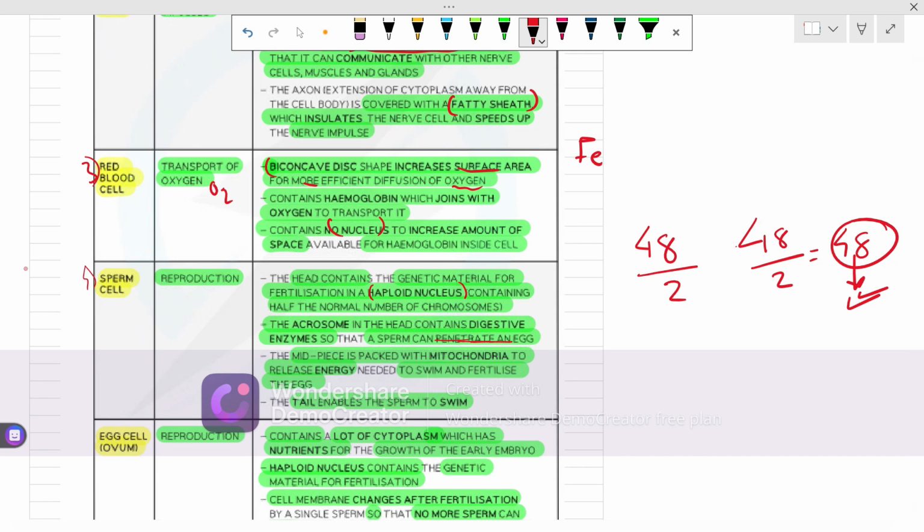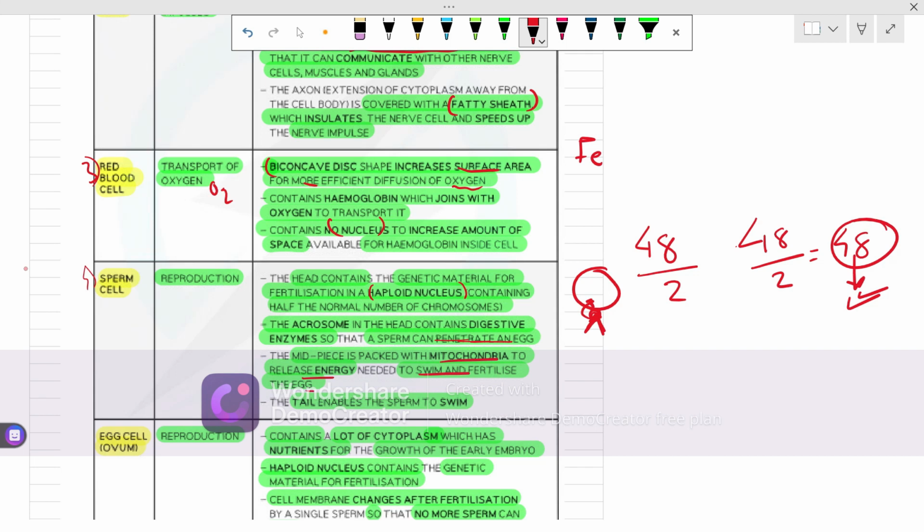The sperm structure: the head is pointed from the top, and the egg is circular. So this part contains digestive enzymes to penetrate the egg. The mid piece is packed with mitochondria to release energy to swim and fertilize the egg.